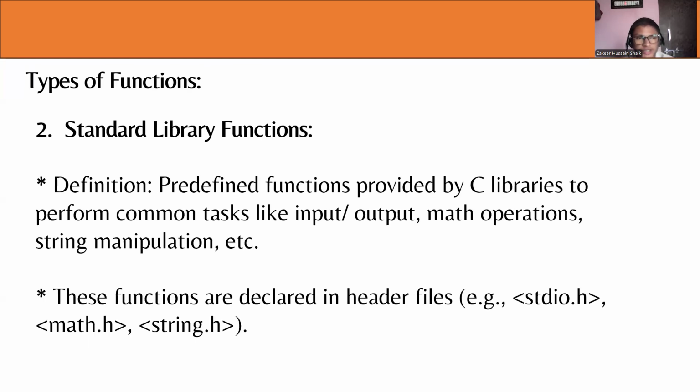Types of functions. Second one, standard library functions. Definition: predefined functions provided by C libraries to perform common tasks like input or output, math operations, string manipulation, etc. These functions are declared in header files. Example: stdio.h, math.h, string.h.